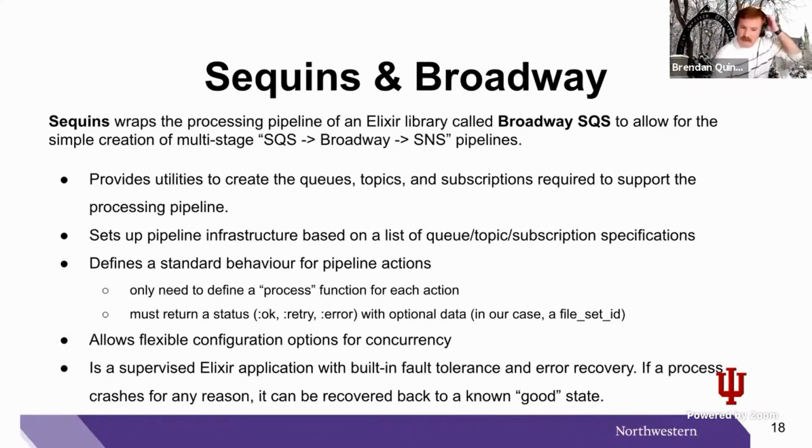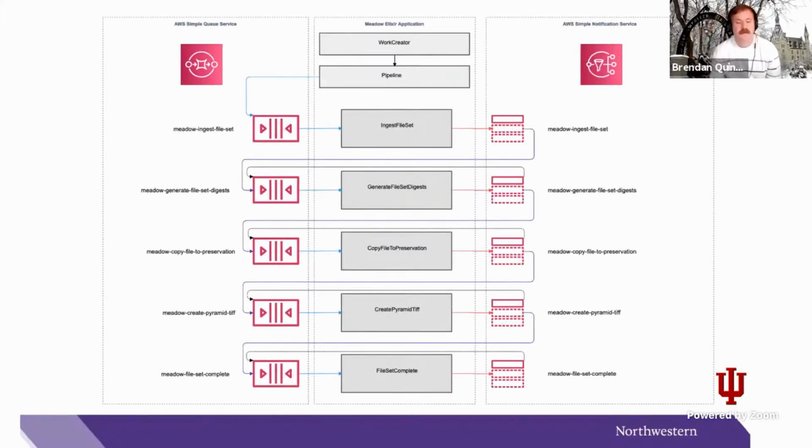It allows for flexible configuration for concurrency. So depending on the system, you can really have a lot of concurrent processes or few, that kind of thing. And it's also a supervised Elixir application with built-in fault tolerance. So it sits in the application supervision tree, and if processes fail, they can be recovered automatically and back to a known good state. So those are the tools that we use to build it out. But then the next slide here is a kind of high-level visual diagram of what our ingest pipeline looks like. I'll try to describe it as well as I can.